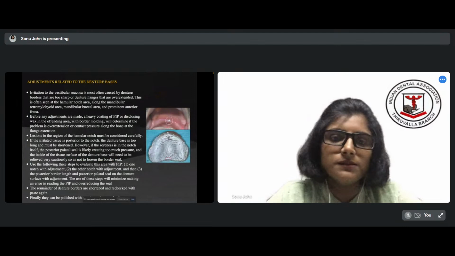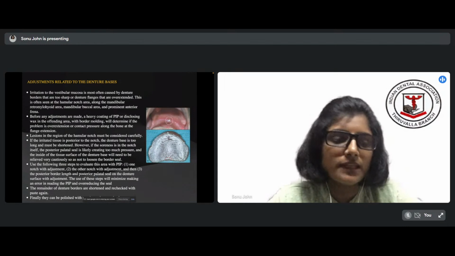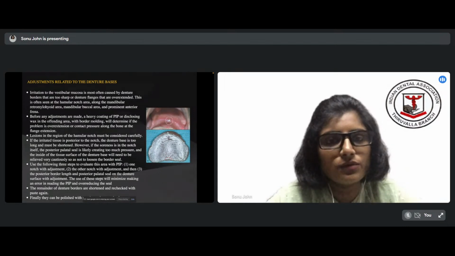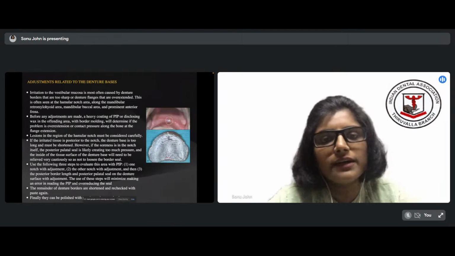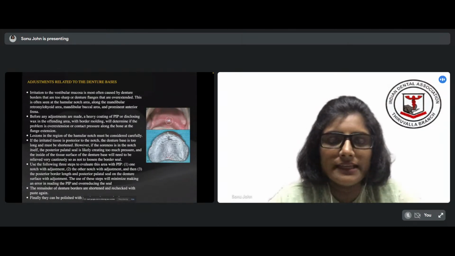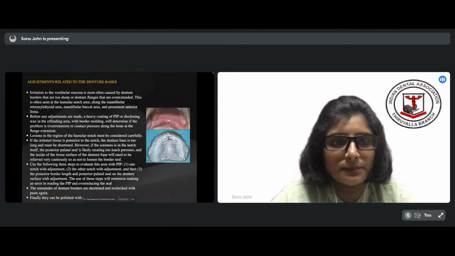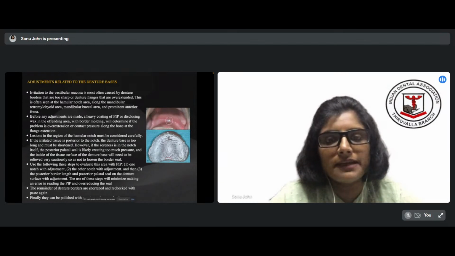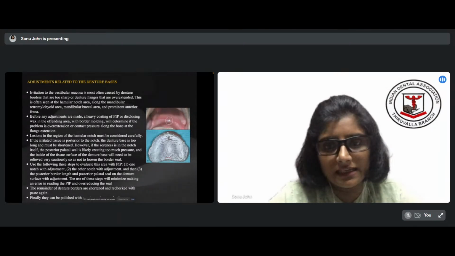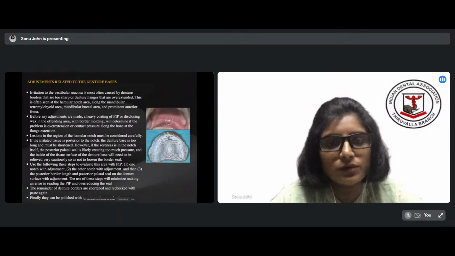What are the adjustments related to the denture base? Irritation of the vestibular mucosa is most often caused by sharp denture borders or overextended denture flanges. This is often seen in the hamular notch area, the mandibular retromylohyoid area, the mandibular buccal shelf area, and a prominent anterior frenum. Before any adjustments are made, a heavy coating of pressure indicating paste or disclosing wax is applied in the offending area with border molding.